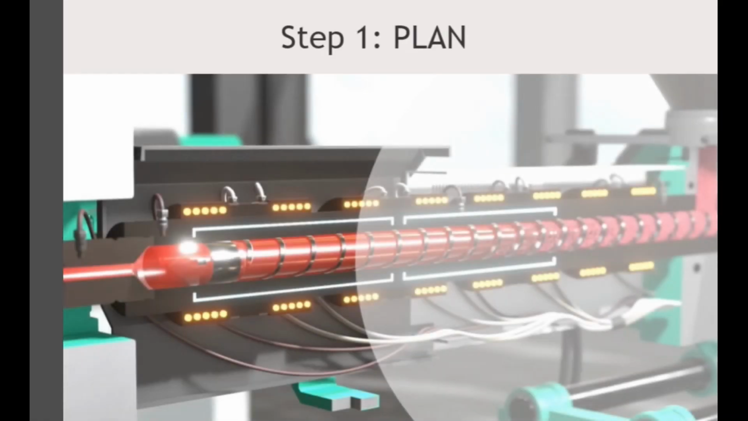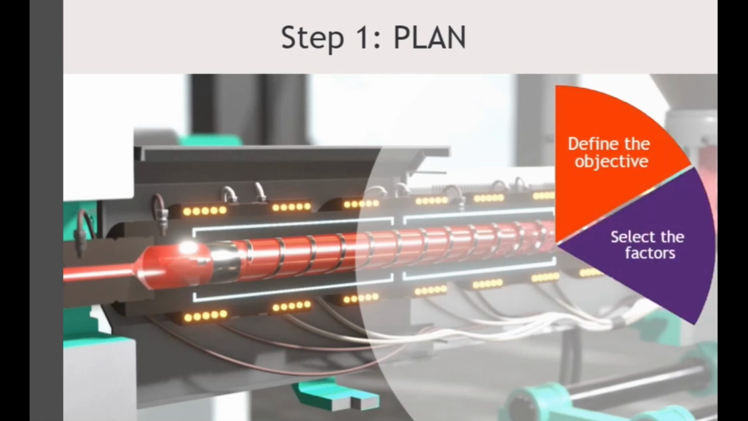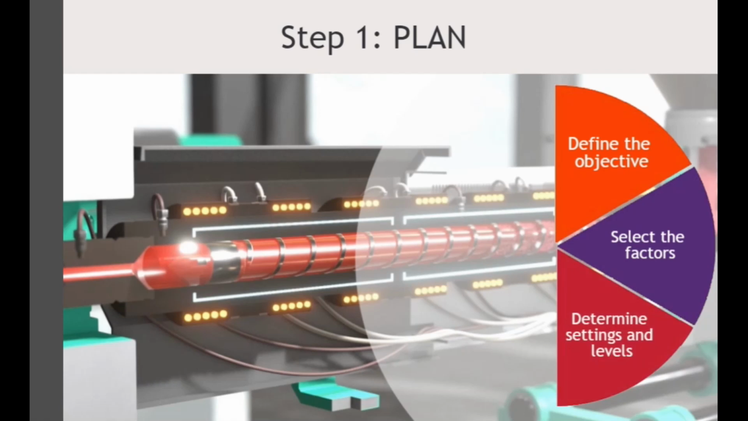The first step is planning the experiment. This includes defining the objective, selecting the factors to be studied, and determining the settings or levels for each factor. In this phase, we also determine the response of interest. The response of interest is the variable we are trying to determine by running the experiment. We will refer to this simply as the response throughout these lessons.